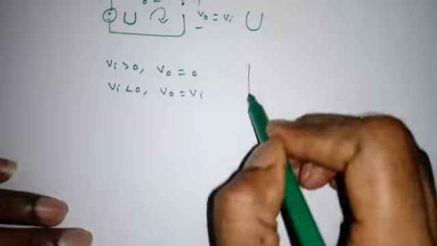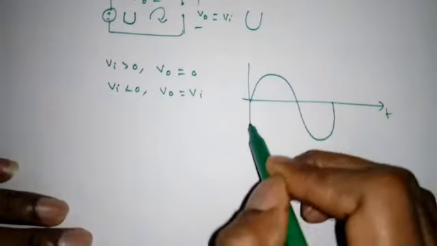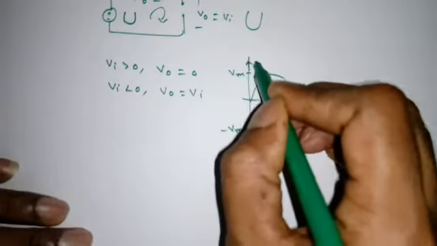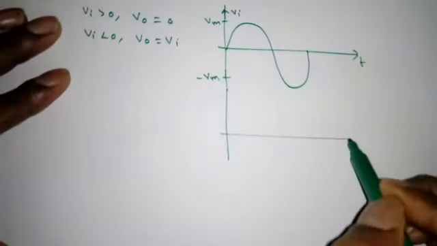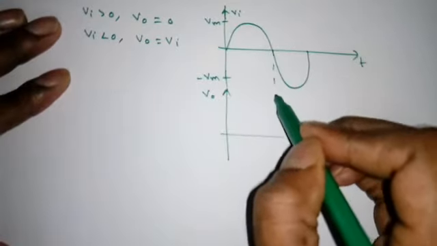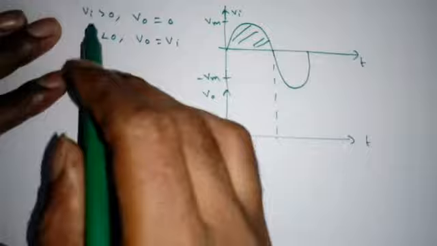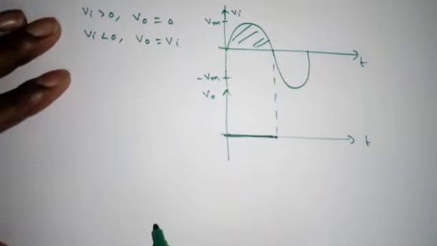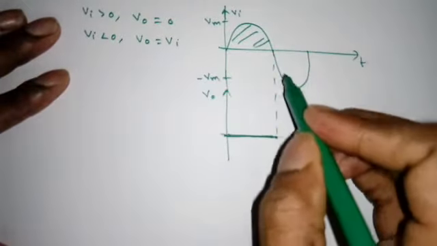So this is T, this is minus Vm, this is Vm, this is the Vi. Now this is the V0. This portion is when Vi is greater than 0. When Vi is greater than 0, V0 is 0. Next, when Vi is less than 0, there is a negative half cycle.